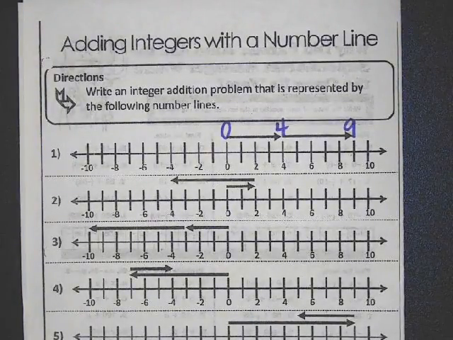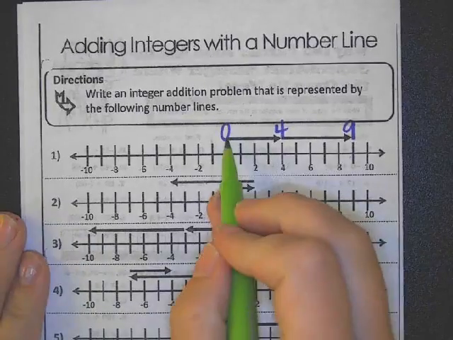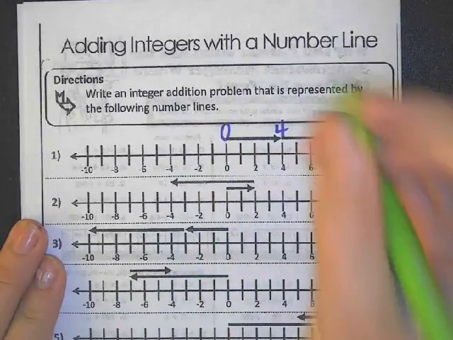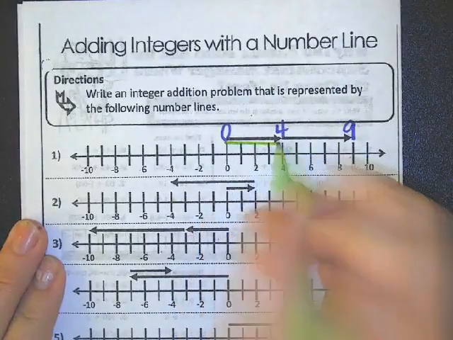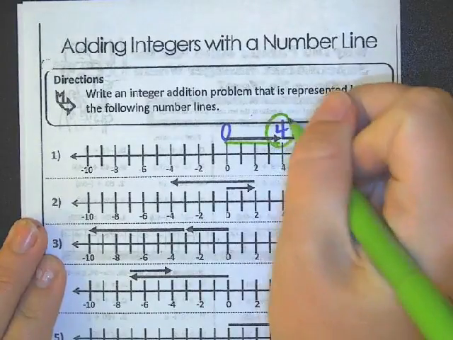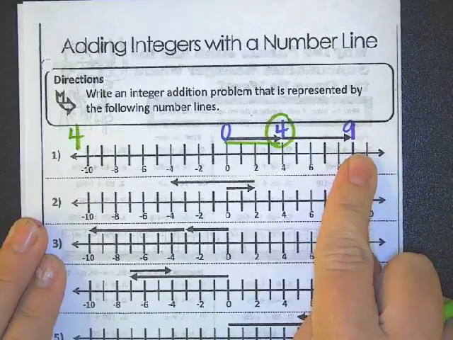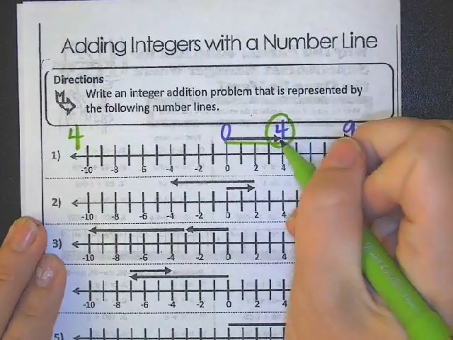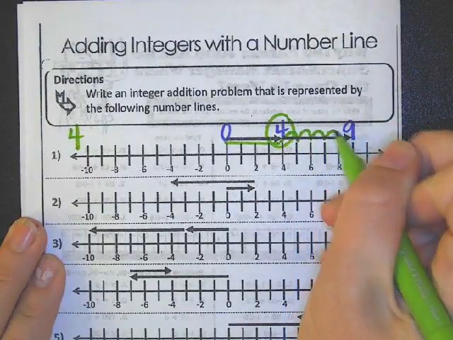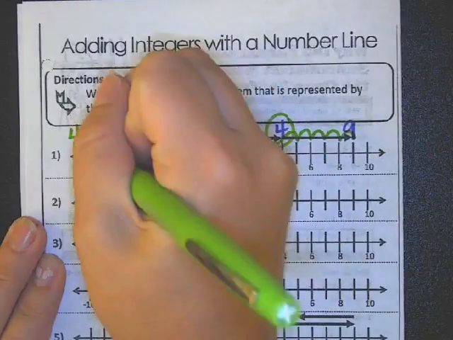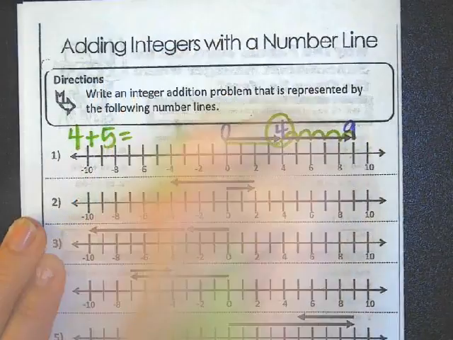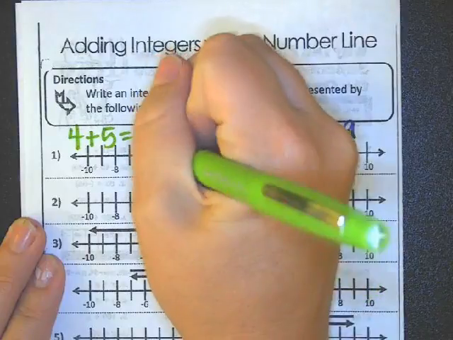Thinking of a number sentence, I would say that I've gone up 4, so I'm at positive 4. Getting to positive 4, what would I need to do to get to 9? Well, what am I going to have to add? I'm going to have to add 1, 2, 3, 4, 5. 4 plus 5 gives me the total 9.